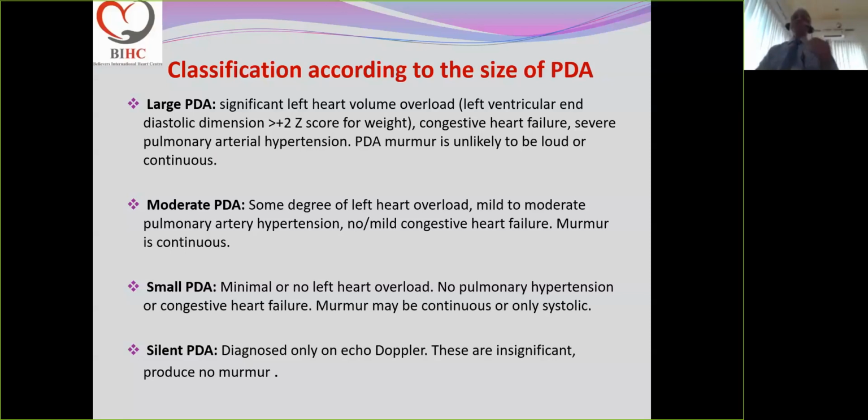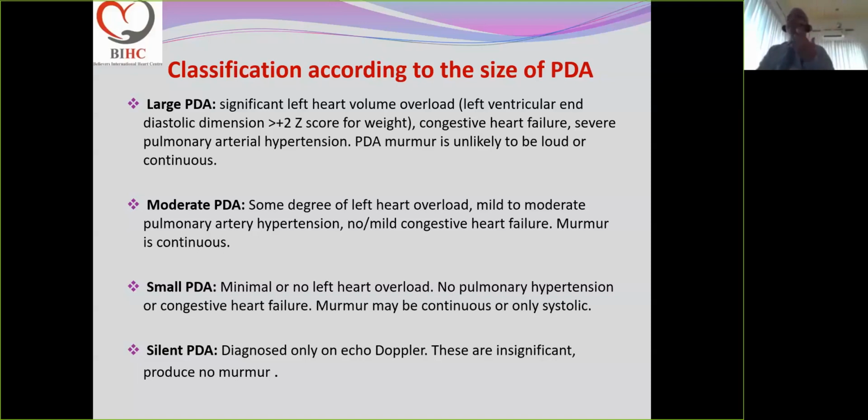We will come to the clinical features of this separately, but I would just make the statement that in a large PDA in an infant, do not expect a prominent murmur. In a moderate PDA, there is still some degree of left heart overload, mild to moderate pulmonary arterial hypertension. Either there is no heart failure or there is mild heart failure, and you do get a continuous murmur. In a small PDA, there is minimal or no left heart volume overload. There is no pulmonary hypertension, no heart failure, and the murmur is usually continuous unless it is very small and it produces a short systolic murmur.